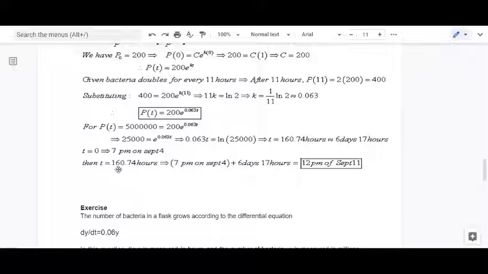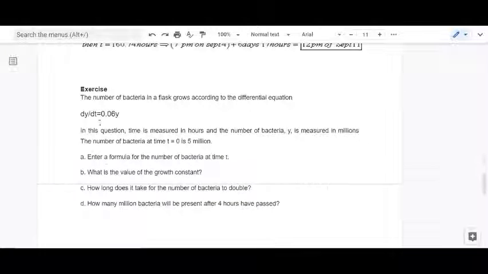The production will stop at 12 p.m. on September 11. Thank you. This is another exercise we can work on for getting experience.